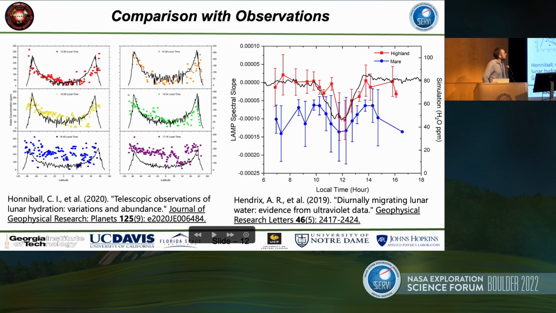And then finally, what good is a model without the ability to compare with some observations to benchmark it? On the left is the Honeyball data set. On the right is a LAMP data set from Hendrix et al. And you can see it matches fairly well, especially the diurnal trend on the LAMP data.